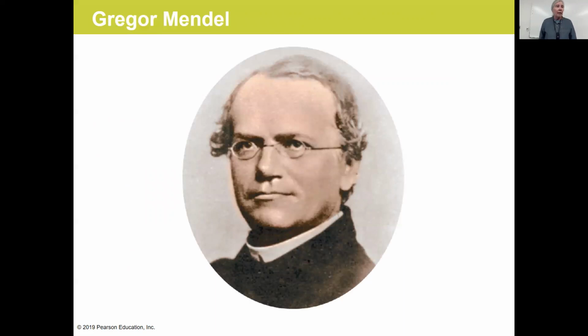He was a monk in the late 1850s and 60s, and he figured out the basic rules of genetics, and he came up with two laws that he thought apply to all heritable traits. They don't, but they're still really important. And he did some meticulously laborious experiments with pea plants.